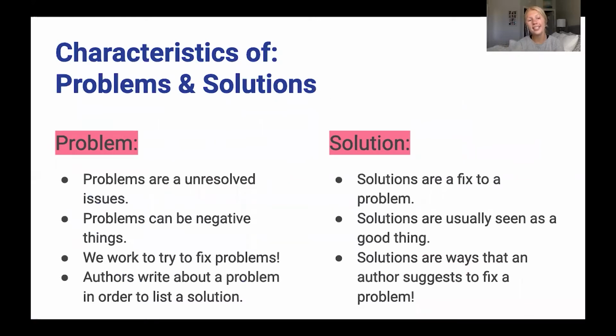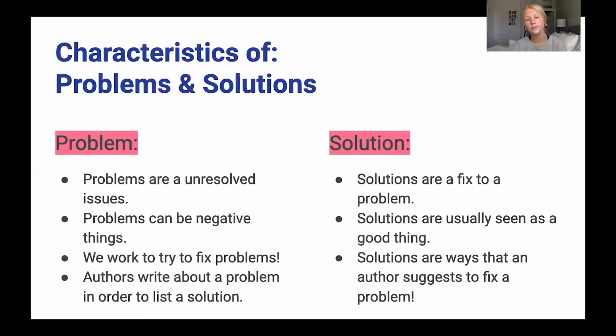Let's look at the characteristics of problems and solutions. So, characteristics of problem. Problems are an unresolved issue. Problems can be negative things. We work to try to fix problems with a solution. And authors write about a problem in order to list a solution. So when an author is writing about a problem, they're writing about the problem in order to list a solution. We cannot have a solution without a problem.